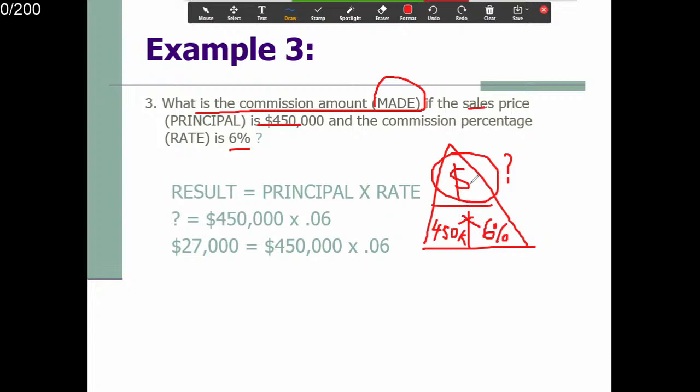Remember, this is the times. Once you cover that up, it tells you 450,000 times 0.06, which equals 27,000. So they ask how much you earn. You cover it up, and they say you sold the house for 450,000 and your commission is 6%, so 450,000 times 0.06 equals 27,000. You earn 27,000 in commission.